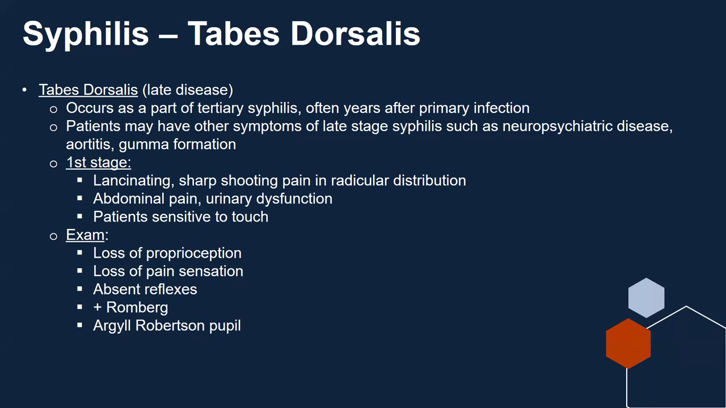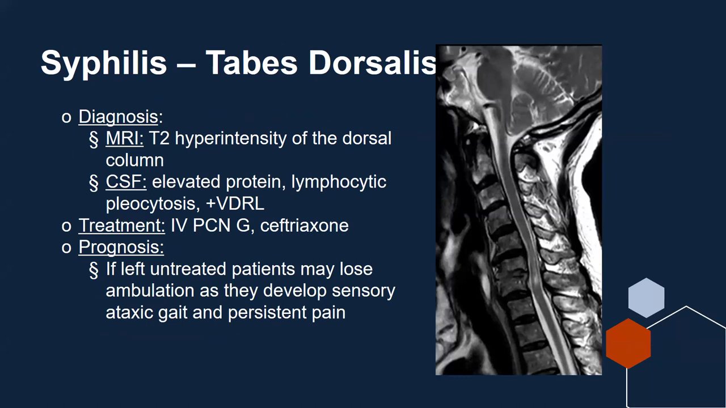On MRI, there may be T2 hyperintensities in the dorsal column, and CSF will show elevated protein, a lymphocytic pleocytosis, and positive VDRL. Ultimately, to make the diagnosis, you must have neurologic dysfunction consistent with neurosyphilis, positive serum testing for syphilis, and CSF findings of inflammation. VDRL and RPR can be positive from the serum during active infection, but may be negative later on, which is typically when tabes dorsalis presents. Therefore, it's also helpful to have the VDRL testing from the CSF.